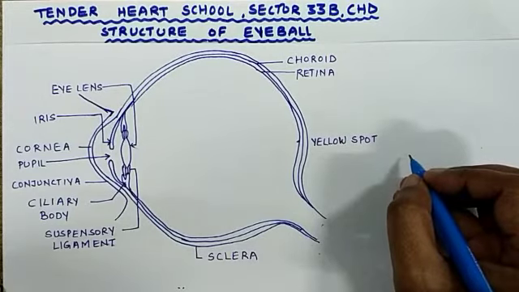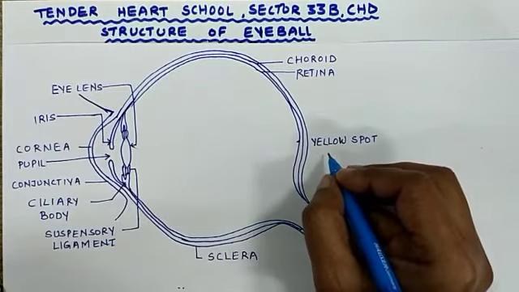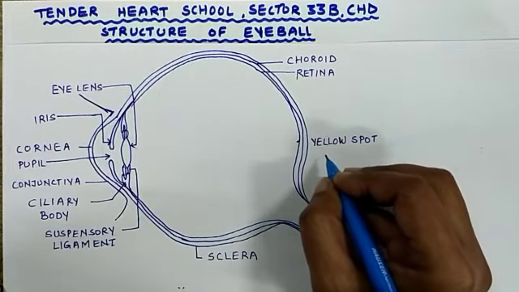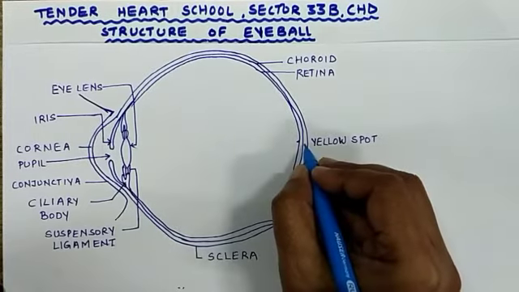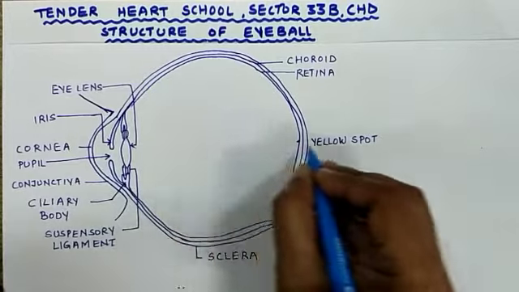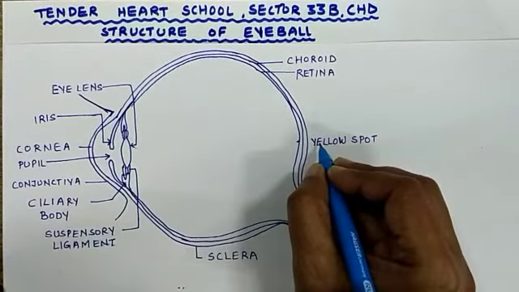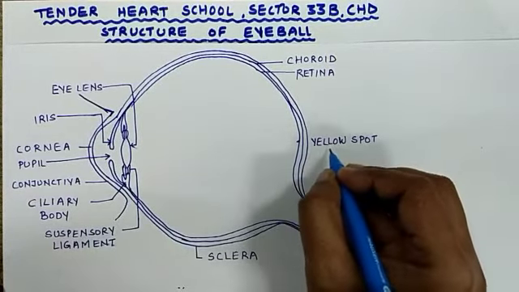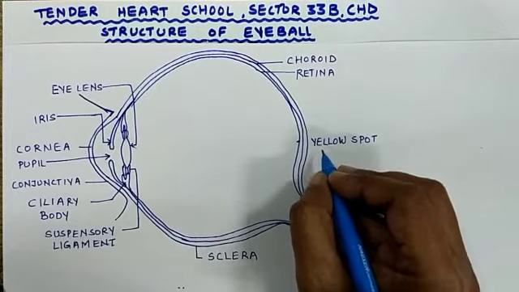I'll again tell you the location. Yellow spot lies at the back of the eye, almost at the center on the horizontal axis of the eyeball, right? And yellow spot is the region of best vision.